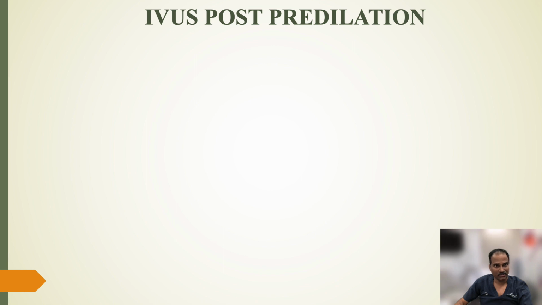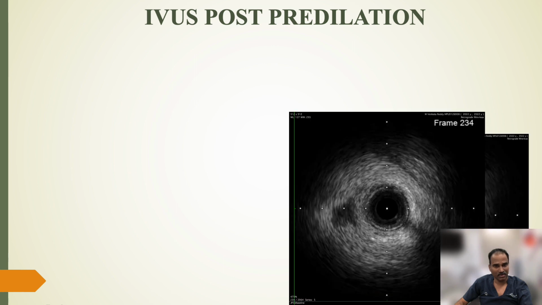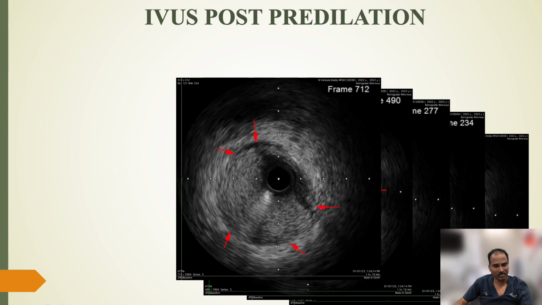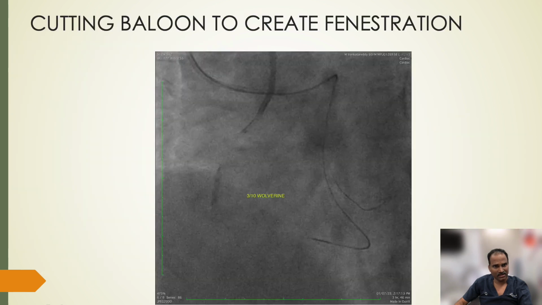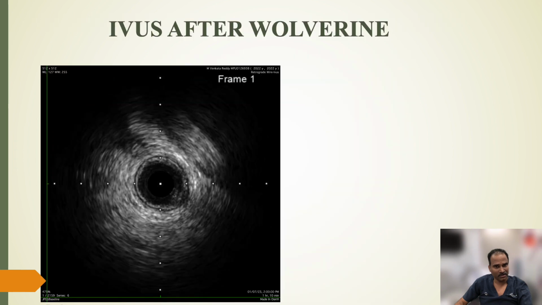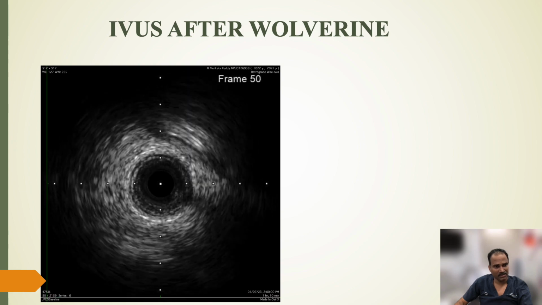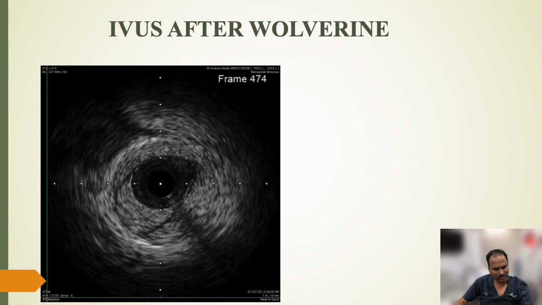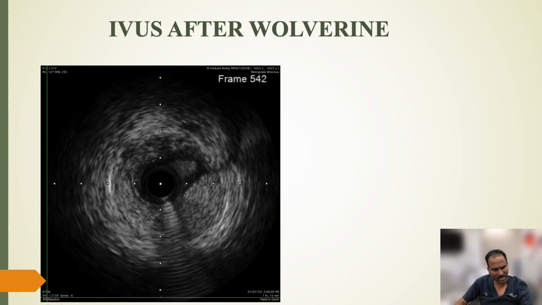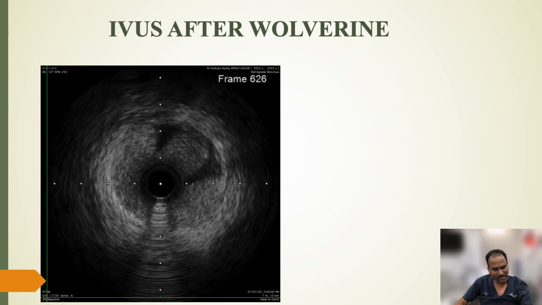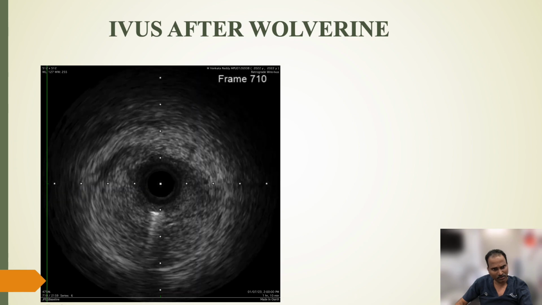So we decided to, okay, so this is the same IVUS after pre-dilatation. You can see this is all IMH, and then we went ahead with Wolverine 3, because the vessel is around 3.8. We did it with a 3 Wolverine balloon, and after that again we did IVUS. You can see here, despite Wolverine, I couldn't see any fenestration within the flap, and you can see the clear difference of speckling between the two lumens.